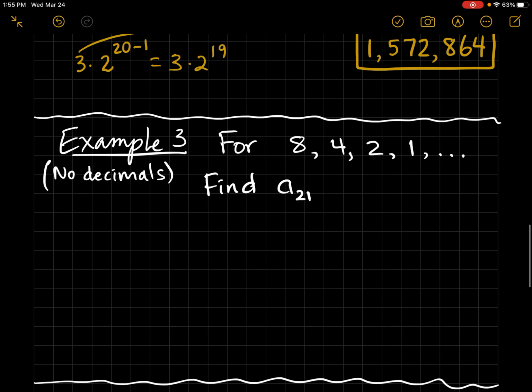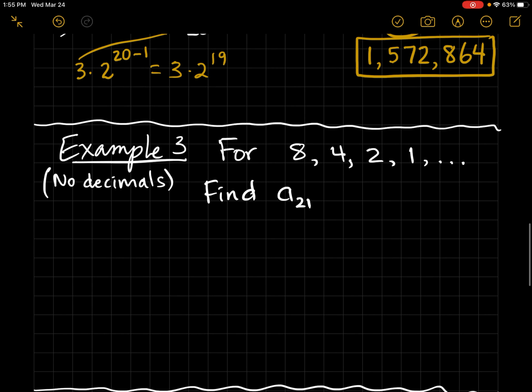For example 3, I've asked you to find the 21st term. Before we do that, I want you to see that it appears that we're dividing by 2. So 4 divided by 8 is a half. 2 divided by 4 is a half. So notice that the ratio is 1/2. Okay, we don't say dividing by 2. We just say multiplying by 1/2.